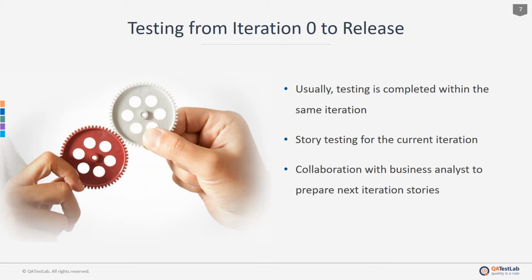Second activity is story testing for the current iteration, which includes manual and automation work. And third, work with the business analysts to get visibility into the next iteration's stories, and also help iron out those stories.